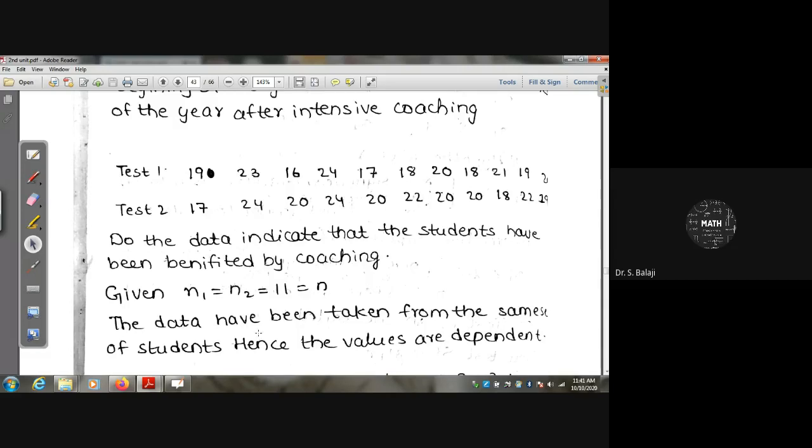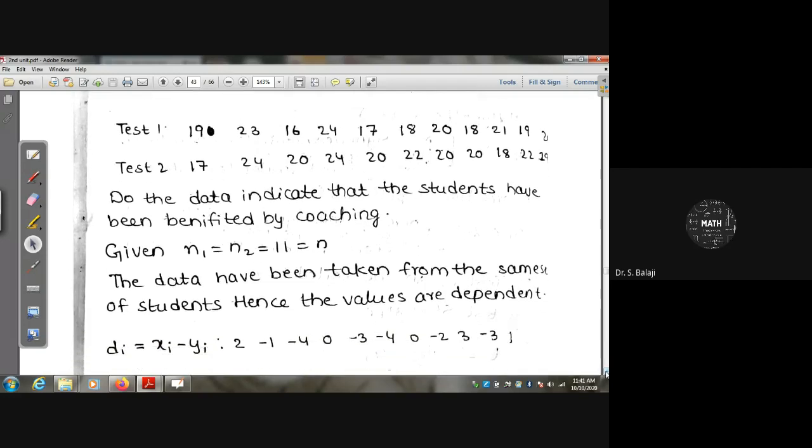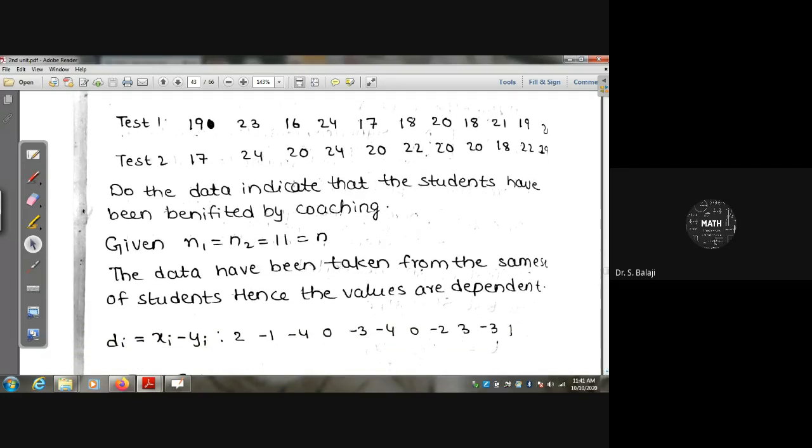Both are the same, but the data is taken from the same set of students. Therefore, the values are dependent. The data is dependent on one another here. Therefore, you have to calculate Di first.